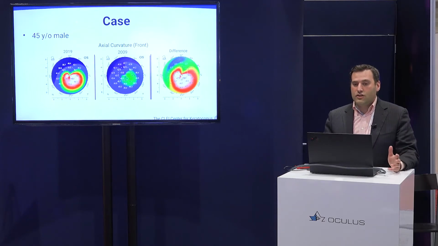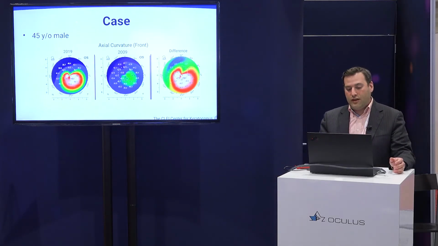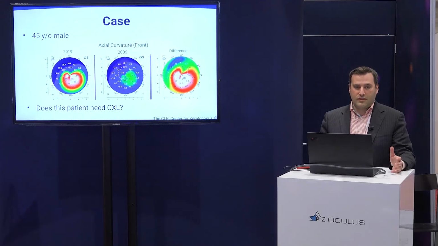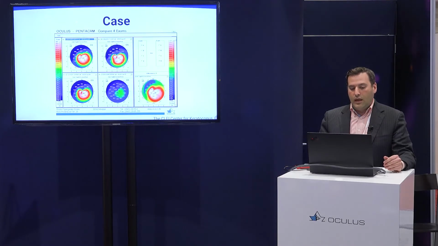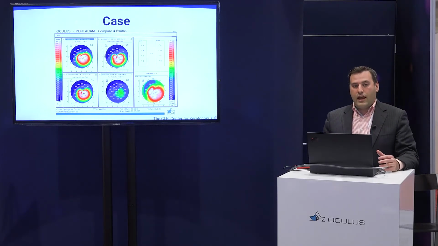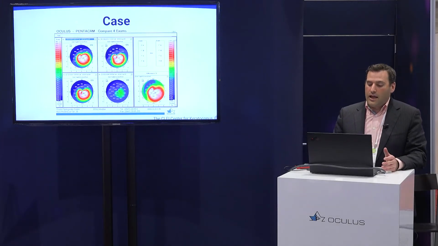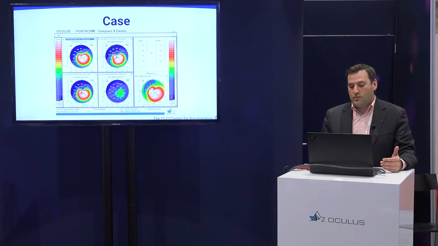But clearly, I don't think any of us would argue that this patient has progressed since 2009. They now have definitive keratoconus. But does this patient need cross-linking? That's why they're now seeing us. They need to know if we need to stabilize them at this point. And so we have, instead of the compare to, a compare for analysis on the Pentacam, which allows us to look at multiple visits over time. And so this is the axial comparison to 2009.